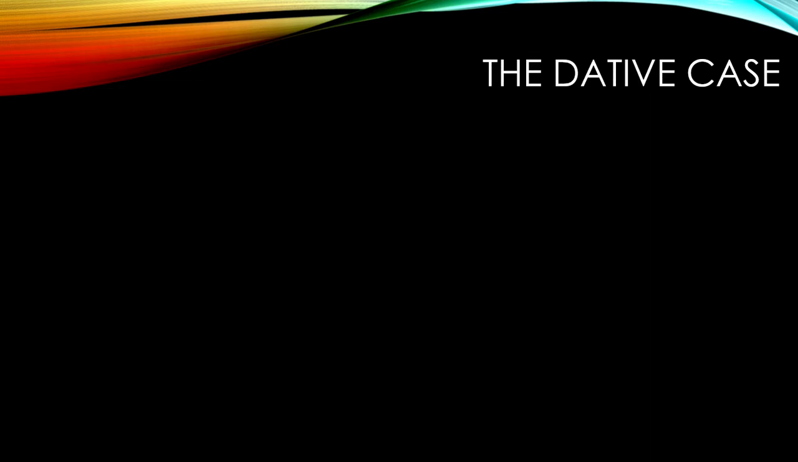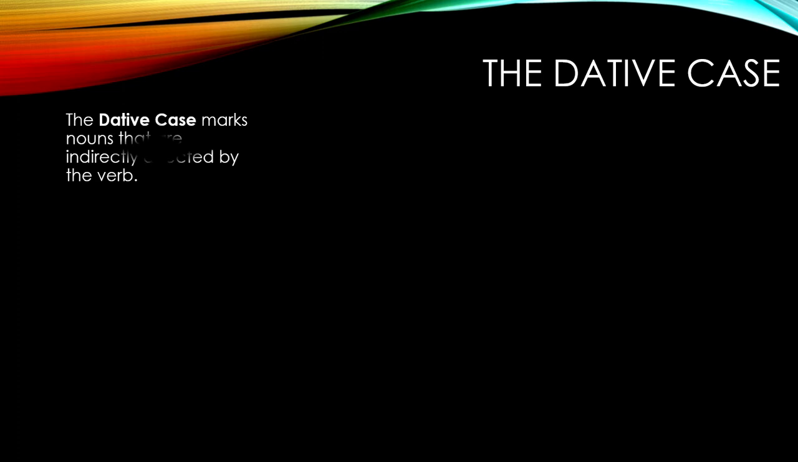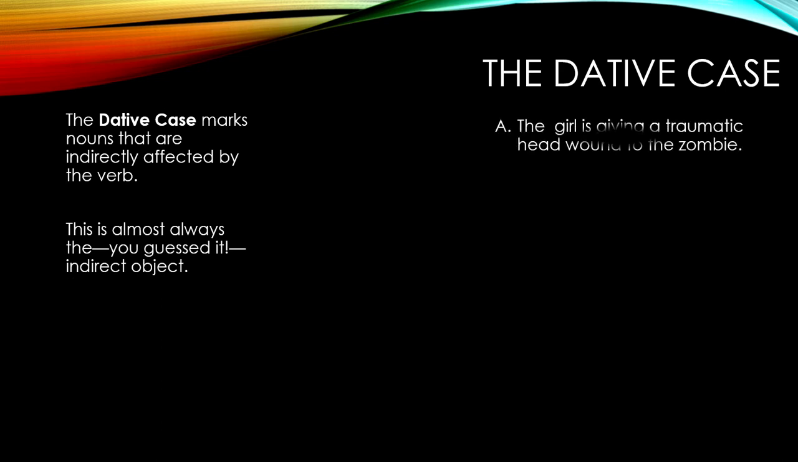The dative case marks nouns that are indirectly affected by the verb. This is usually the indirect object. A good way to remember how to use the dative case has to do with gift giving. The word dative comes from the Latin word that means to give. Thus, you give a gift to somebody. Somebody would be in the dative case because it is indirectly affected by the verb. Which of our sample sentences has the dative case in it? If you guessed A and B, you are correct.